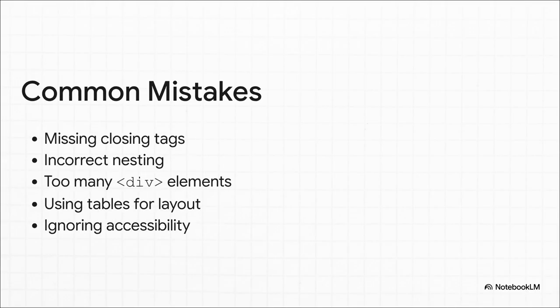Let's look at how to avoid the common traps so your digital anatomy stays healthy. Watch out for missing closing tags. That will literally break your entire layout. Watch out for incorrect nesting. Remember, if you open a strong tag inside a paragraph, you absolutely must close the strong tag before you close the paragraph. Avoid div soup by not relying on generic div elements for everything. Never use tables for layout. And finally, never ignore accessibility. The web is meant for everyone, right?